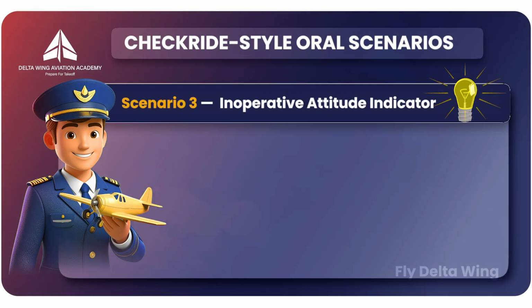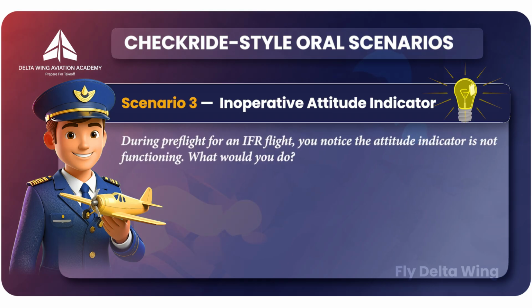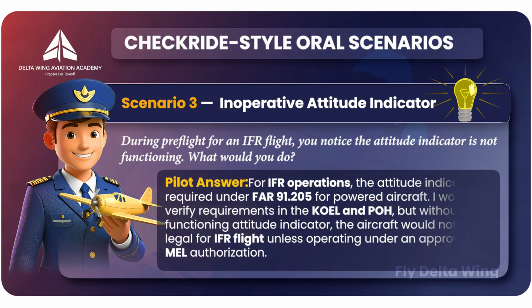Scenario 3, inoperative attitude indicator. DPE question: During preflight for an IFR flight, you notice the attitude indicator is not functioning. What would you do? Pilot answer: For IFR operations, the attitude indicator is required under FAR 91.205 for powered aircraft. I would verify requirements in the KOEL and POH, but without a functioning attitude indicator, the aircraft would not be legal for IFR flight unless operating under an approved MEL authorization.